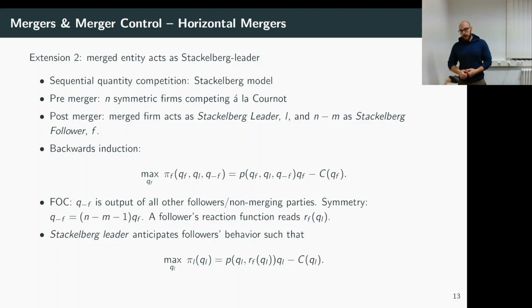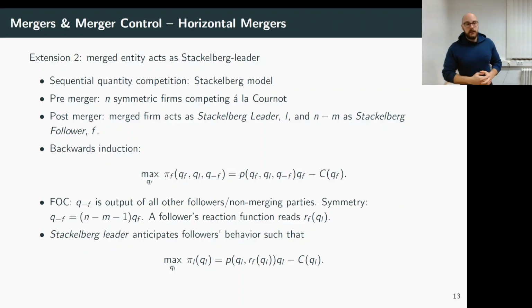Well, in reality, it could be that if you merge, you become quicker than the others. So you probably become a market leader. And that means, if we translate that into our theory, that the merged entity becomes the so-called Stackelberg leader. And that is based on the idea of sequential quantity competition. So I've told you in our second lecture that in addition to Cournot models, we have the Stackelberg model, which is also a quantity competition, but it's sequential and not simultaneous.